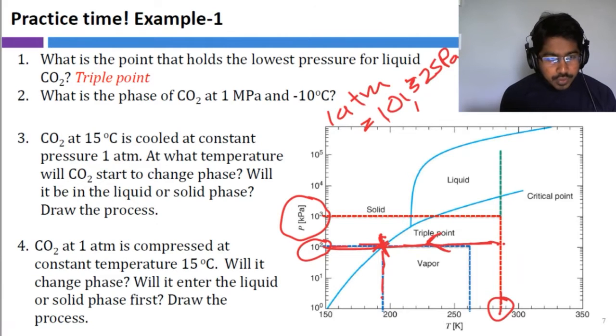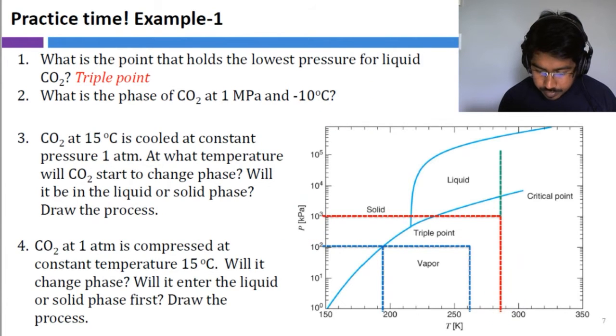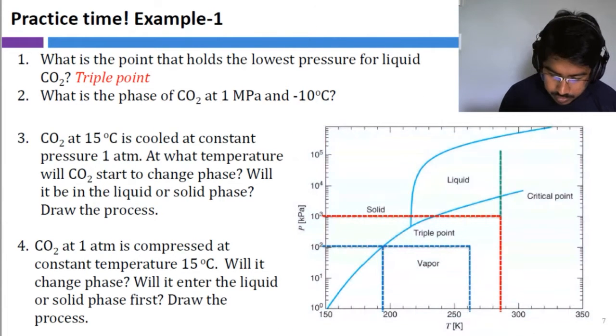Perfect. And now we look at question number 4. CO2 at 1 atm is compressed at a constant temperature, 15 Celsius, right? We already located this point. We already located CO2 at 15 Celsius and 1 atm. This is the point that we are interested in.